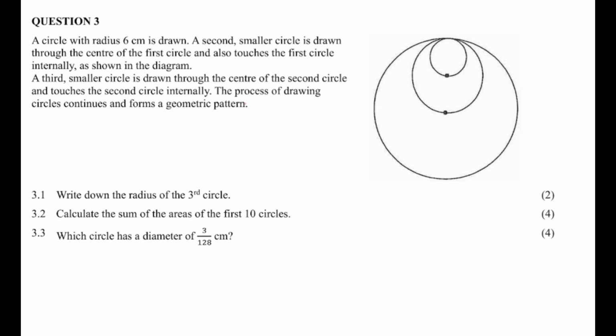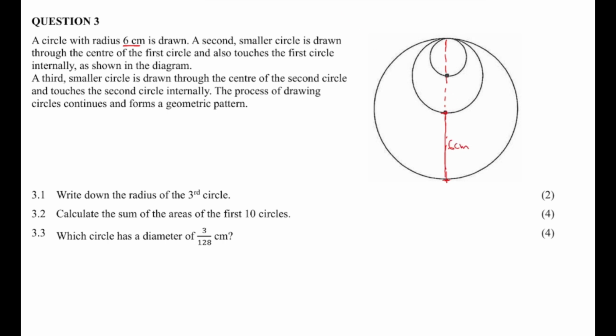Welcome back. Let's do question 3. A circle with radius 6 centimeters is drawn. A second smaller circle is drawn through the center of the circle and also touches the first circle internally as shown in the diagram. So it means we have the first circle which is having a radius of 6 centimeters. So it means from there up to there, that is 6 centimeters, right?